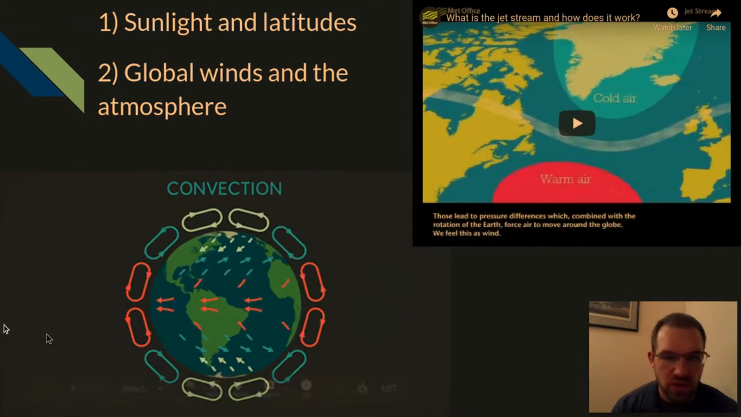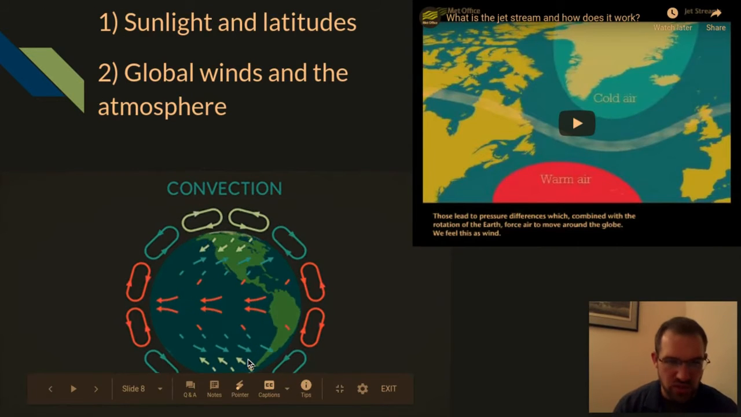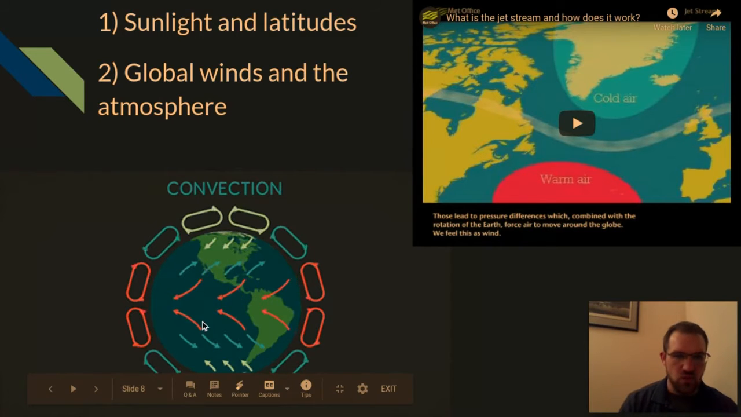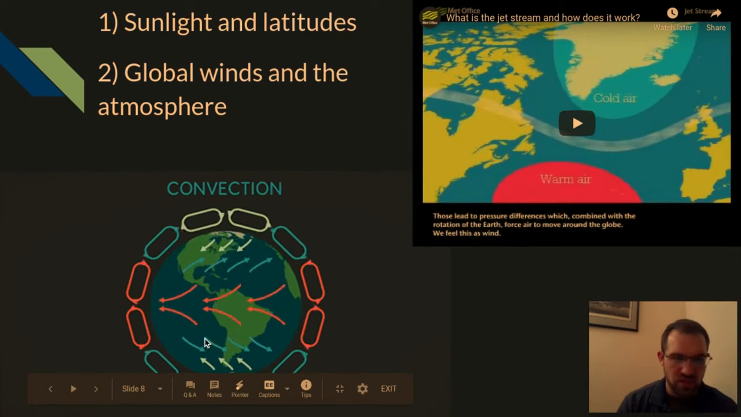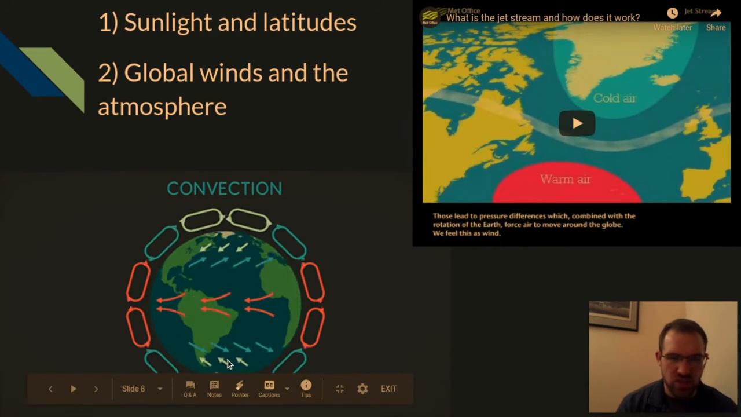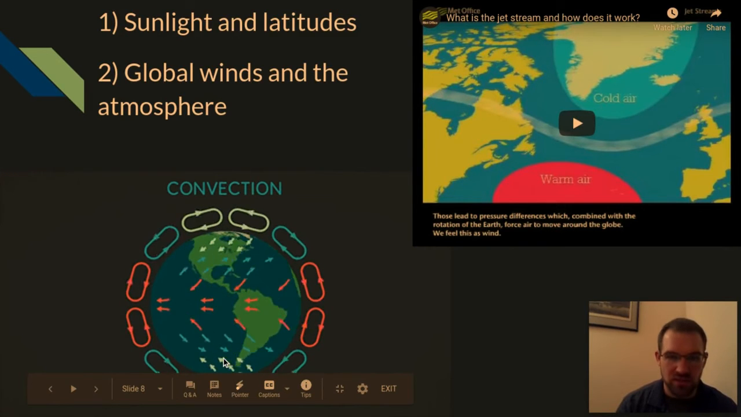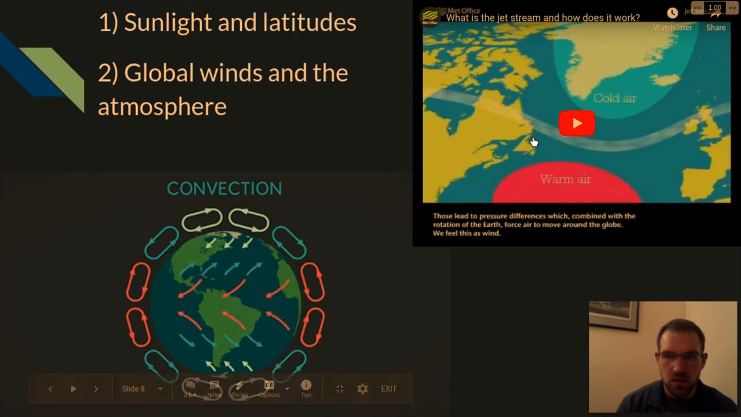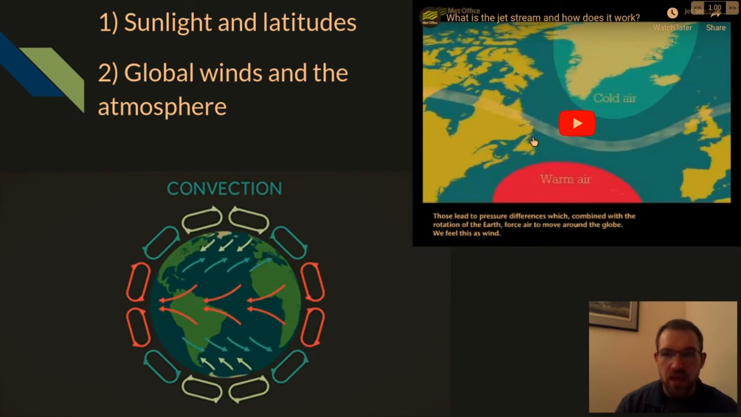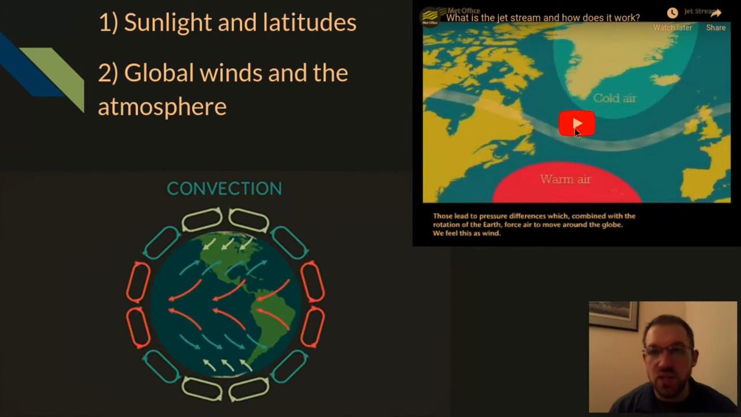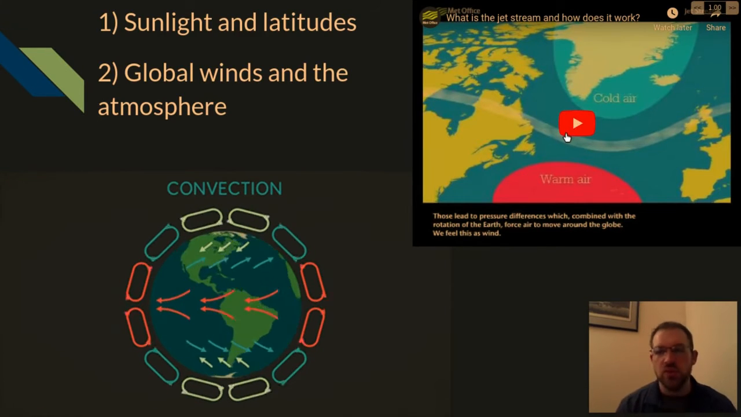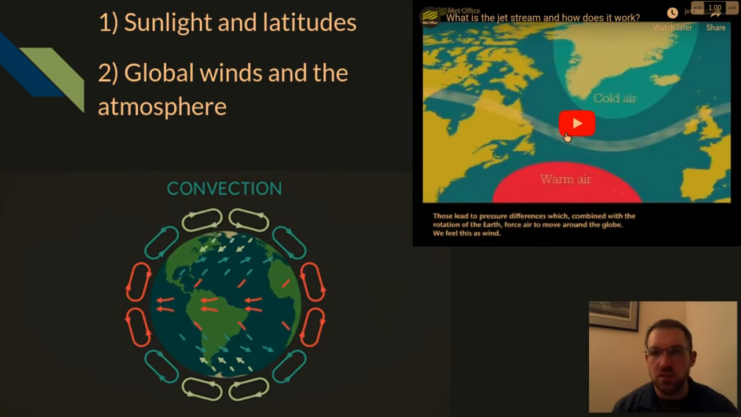So you can see over here, convection currents as it rises like this. So this wind is rushing upwards. This wind is rushing downwards. This wind is again rushing upwards because you have cold air rushing up towards where it's warmer, relatively speaking. And all of this has to do with the jet stream. And this image right over here is going to talk more about what the jet stream does.